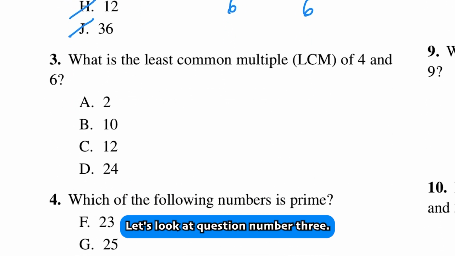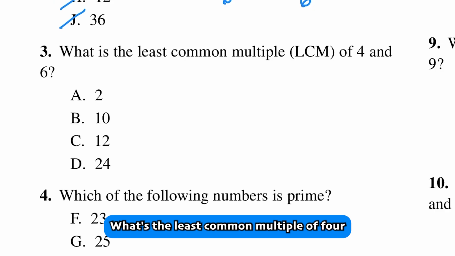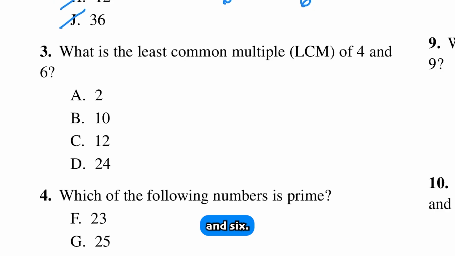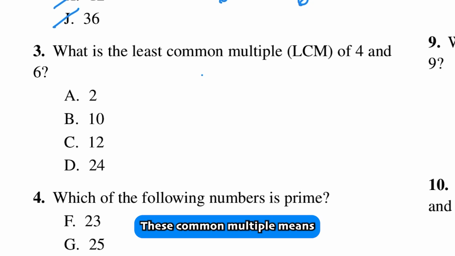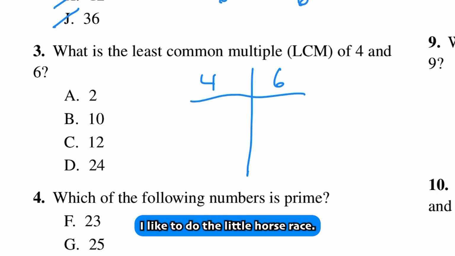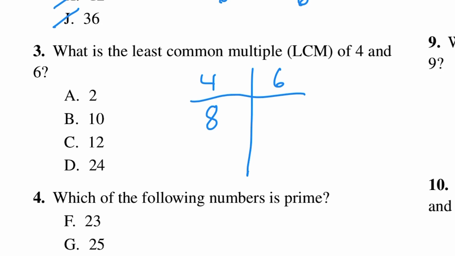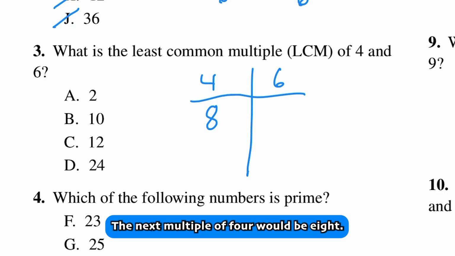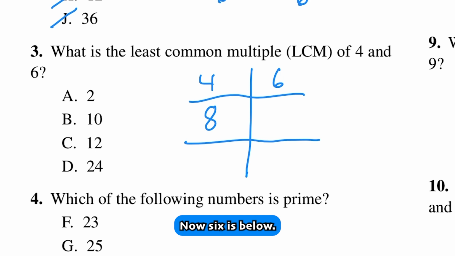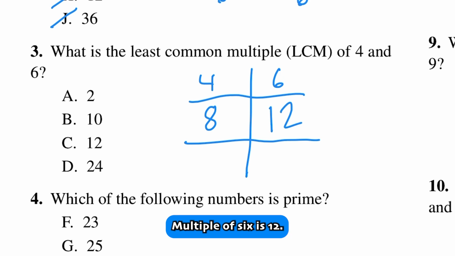Let's look at question number 3. What's the least common multiple of 4 and 6? Least common multiple means the smallest number they both go into. I like to do the little horse race. So 4 is below, so the next multiple of 4 would be 8. Now 6 is below, so we're going to move 6 up. Next multiple of 6 is 12.